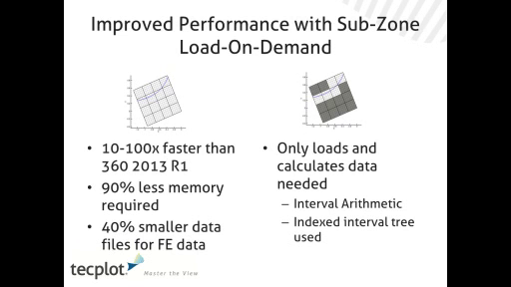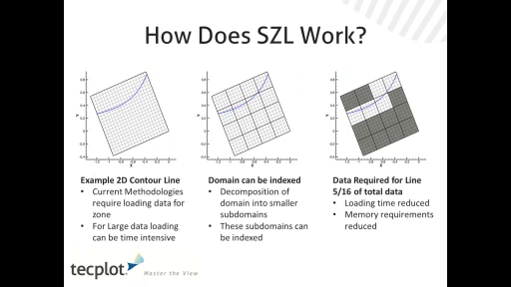So, for instance, on the left, you can see the block of a 2D grid. We divided it into, in this case, 16 subzones. And then for that contour line, that blue line you see, it really only needs to load the light-colored subzones. The dark ones you don't have to load at all, and so only 5/16 of the data needs to be loaded.